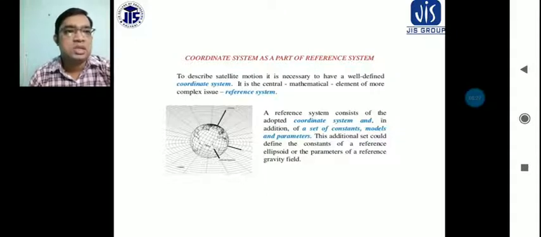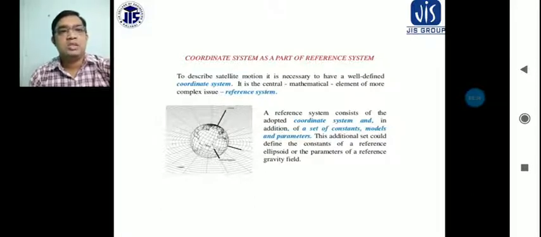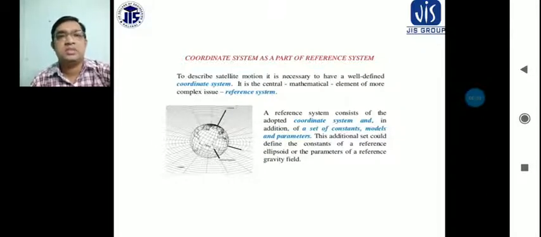A reference system consists of the adapted coordinate system, and in addition a set of constant models. Parameters will be given, and different values will be put in these places. Then you have to consider the reference gravity field parameters according to the central mathematician, as well as the coordinate system or reference system.